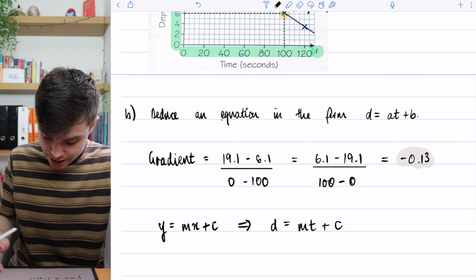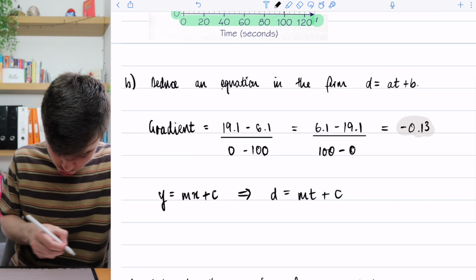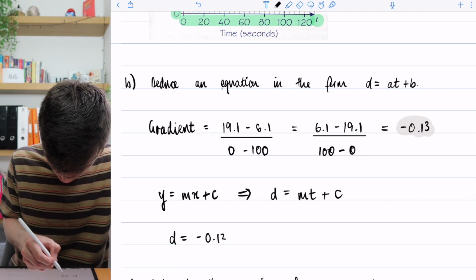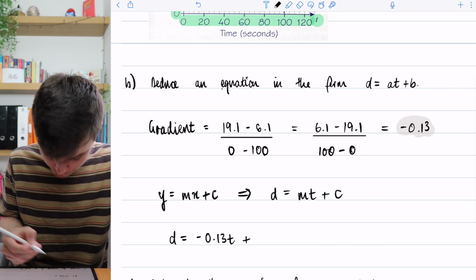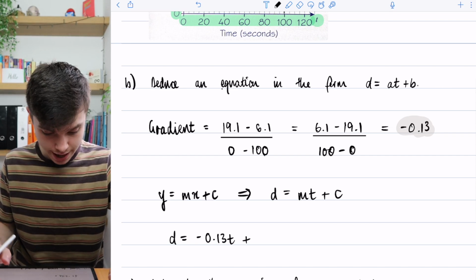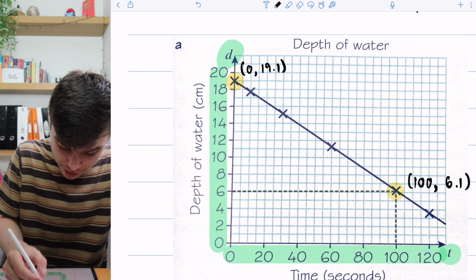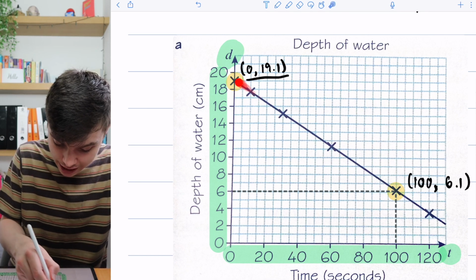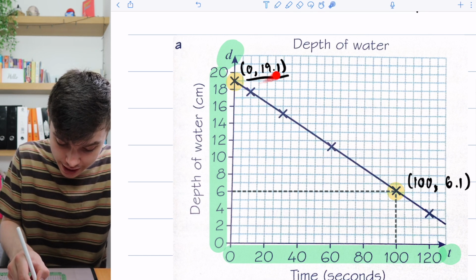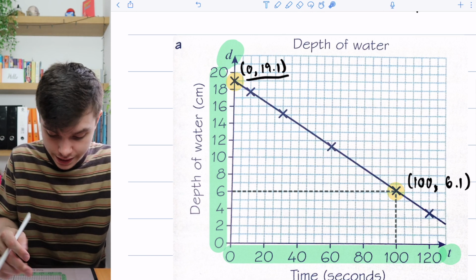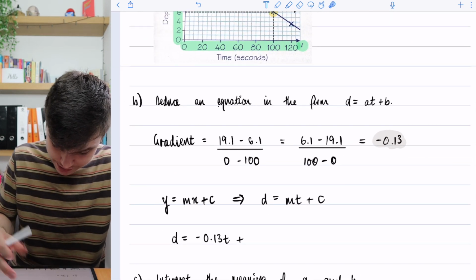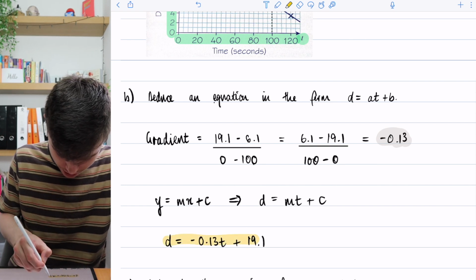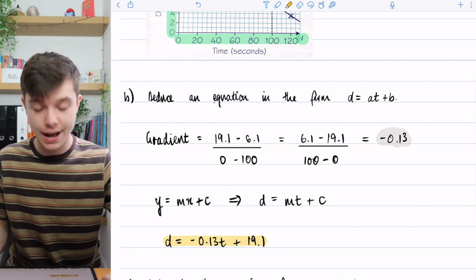C is the y-intercept, m is the gradient, so we know it's going to be d is equal to minus 0.13t plus the y-intercept, and we can see from this point here on the x-axis, the straight line intersects at this point here, which has a y-coordinate of 19.1. So C is going to be positive 19.1. And that then is our final answer.